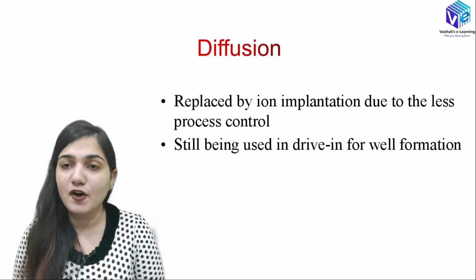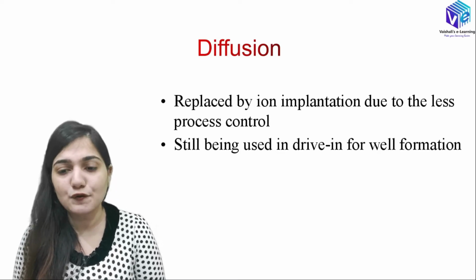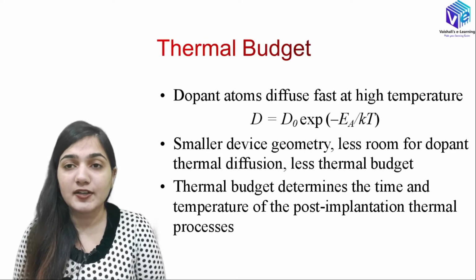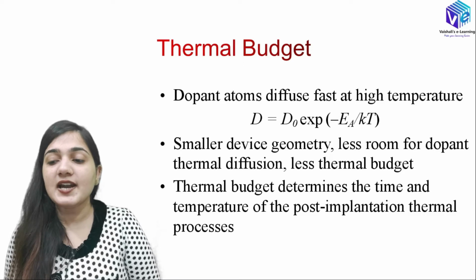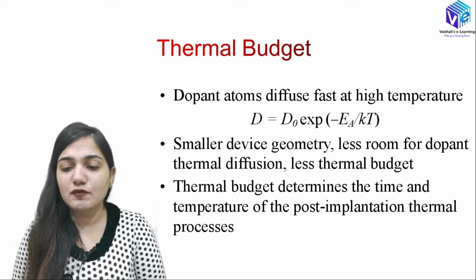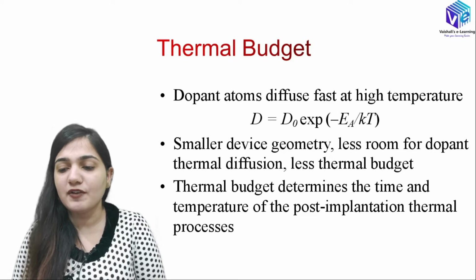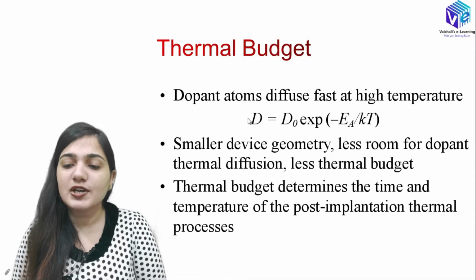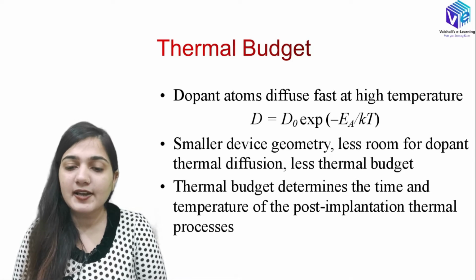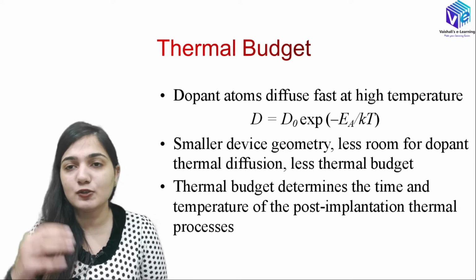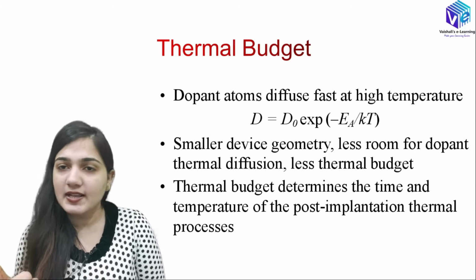For the well formation, we don't require very high process control, and for that I can easily use diffusion also. This diffusion process occurs at a higher temperature. Dopant atoms diffuse fast at higher temperature. If I see the equation, D is equal to D naught exponential minus EA by KT. So if I increase the temperature, the diffusion rate will be faster. I always have the diffusion process occurring at a high temperature in IC fabrication.